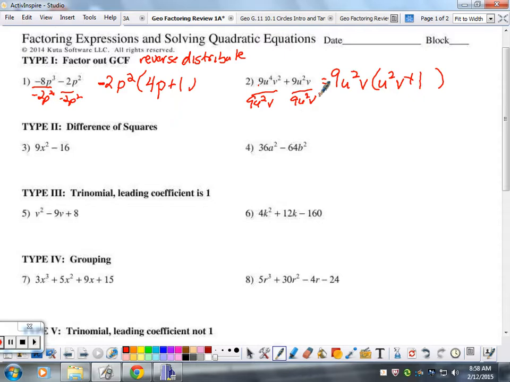And how do you check that you've done this correctly? Distribute back. Remember how you multiply with the same base? You add the exponents. Am I getting the same thing back? Yes. The other thing you also want to do is check it here. Sometimes you don't find the greatest common factor. If it's still factorable in here, there's another greatest common factor, then maybe you didn't find the biggest one there. So that's what I call type 1, factoring as greatest common factor.